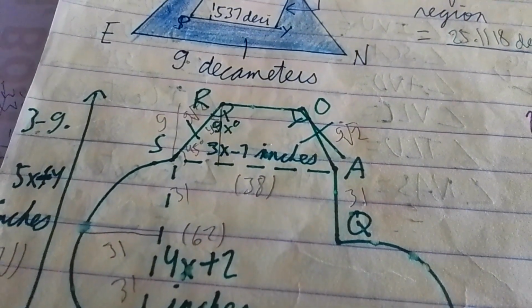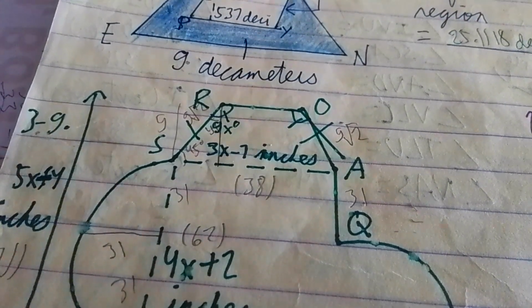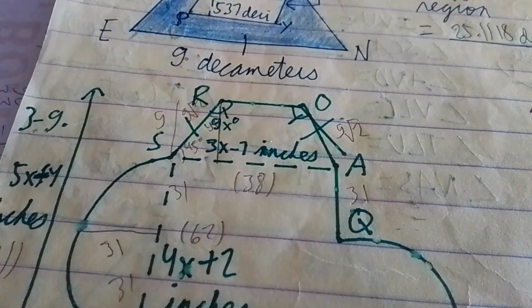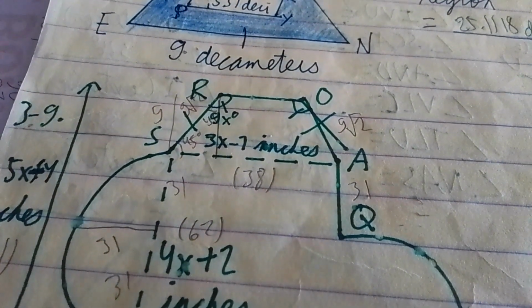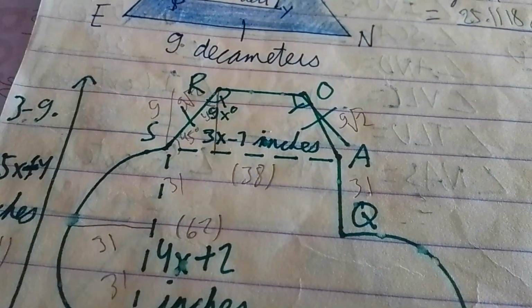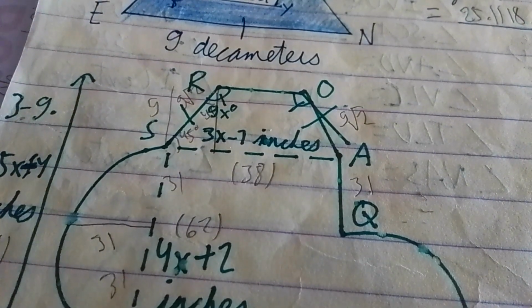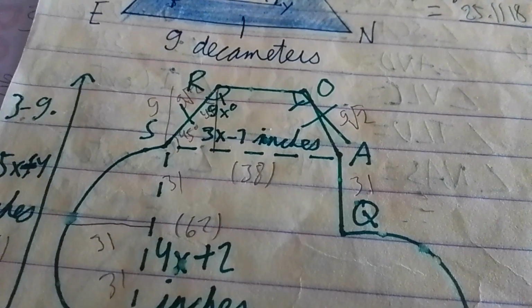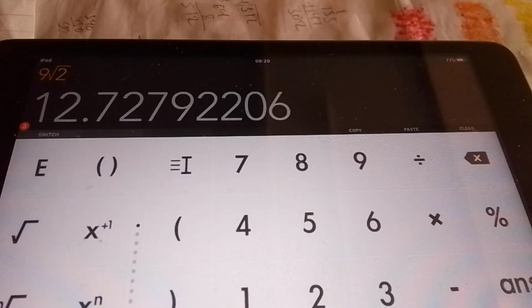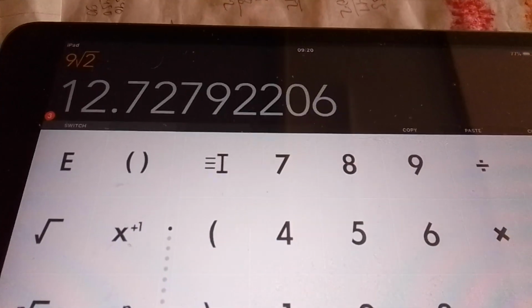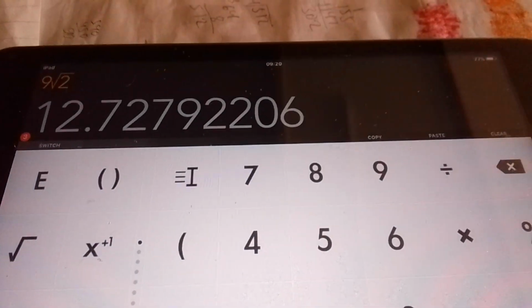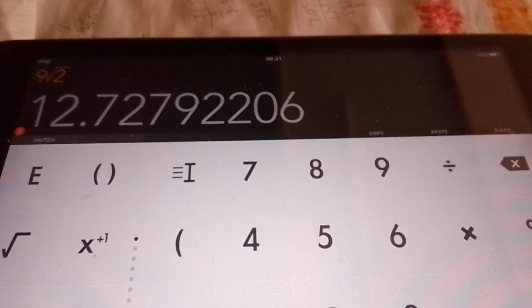Okay? But we have a bit of a problem. What about this part? Because we have 38 here, so we need to subtract 9 times square root of 2 on both sides, so that we can get the measure of this part. So how do we do this? First, let's calculate the value of 9 times the square root of 2 in our calculator. Yes, 9 times the square root of 2 is equivalent to 12.72 inches.